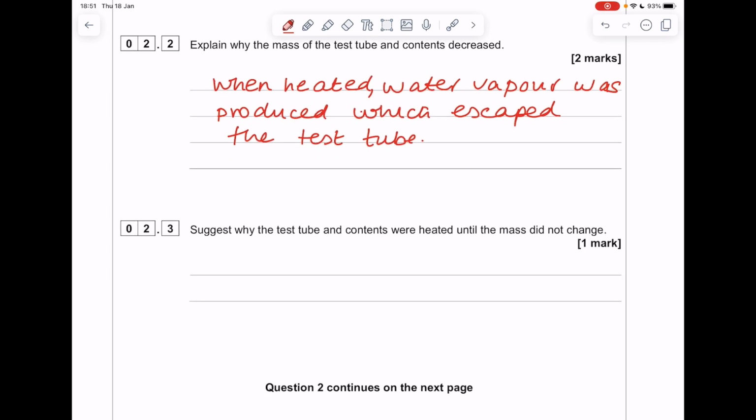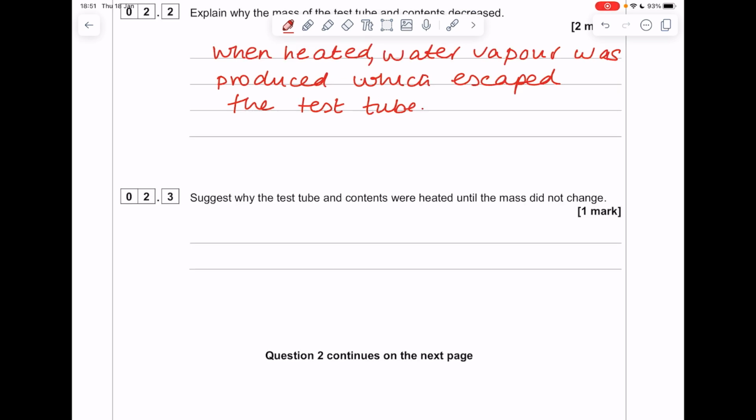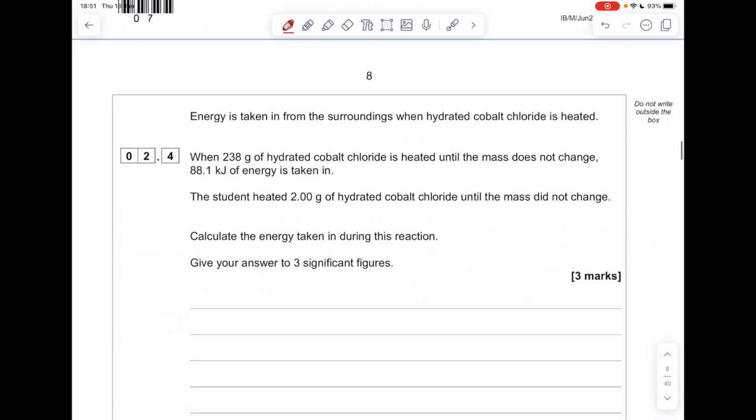Suggest why the test tube and contents were heated until the mass did not change. In that way, you know that the reaction was complete. Energy is taken in from the surroundings when hydrated cobalt chloride is heated. That actually means it's an endothermic reaction.